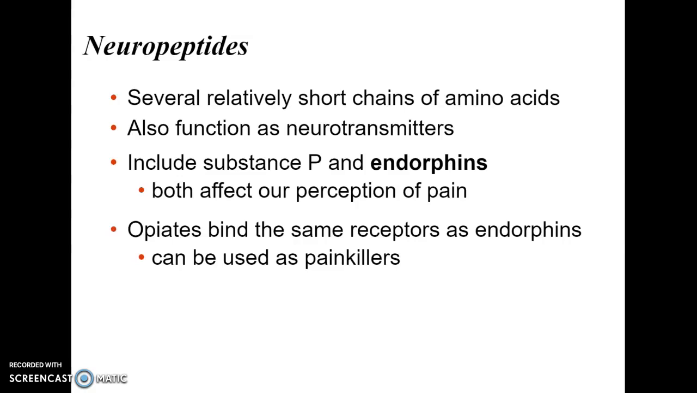One other group is neuropeptides. These are short chains of amino acids that act as neurotransmitters, including things like substance P, which causes you to feel pain, and endorphins, which are going to block the pain sensation. So opiates work on the same receptors as the endorphins, and so can be used as painkillers.